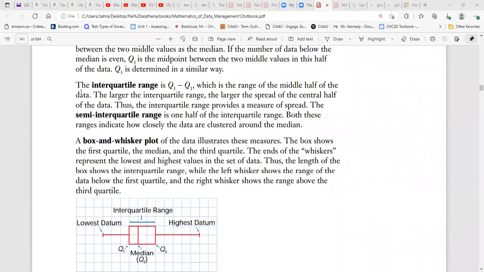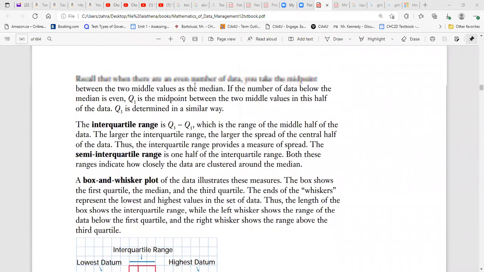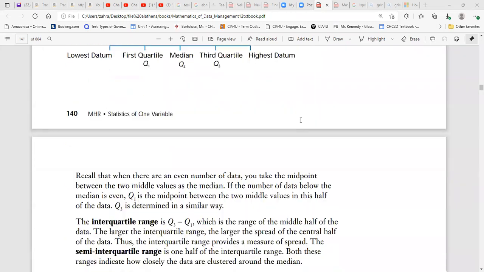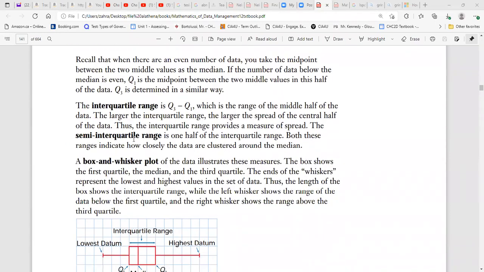Now, the interquartile range is Q3 minus Q1. So basically, this is your interquartile range, IQR. Interquartile range is Q3 minus Q1. The semi-interquartile range is half of that, basically just half of this.